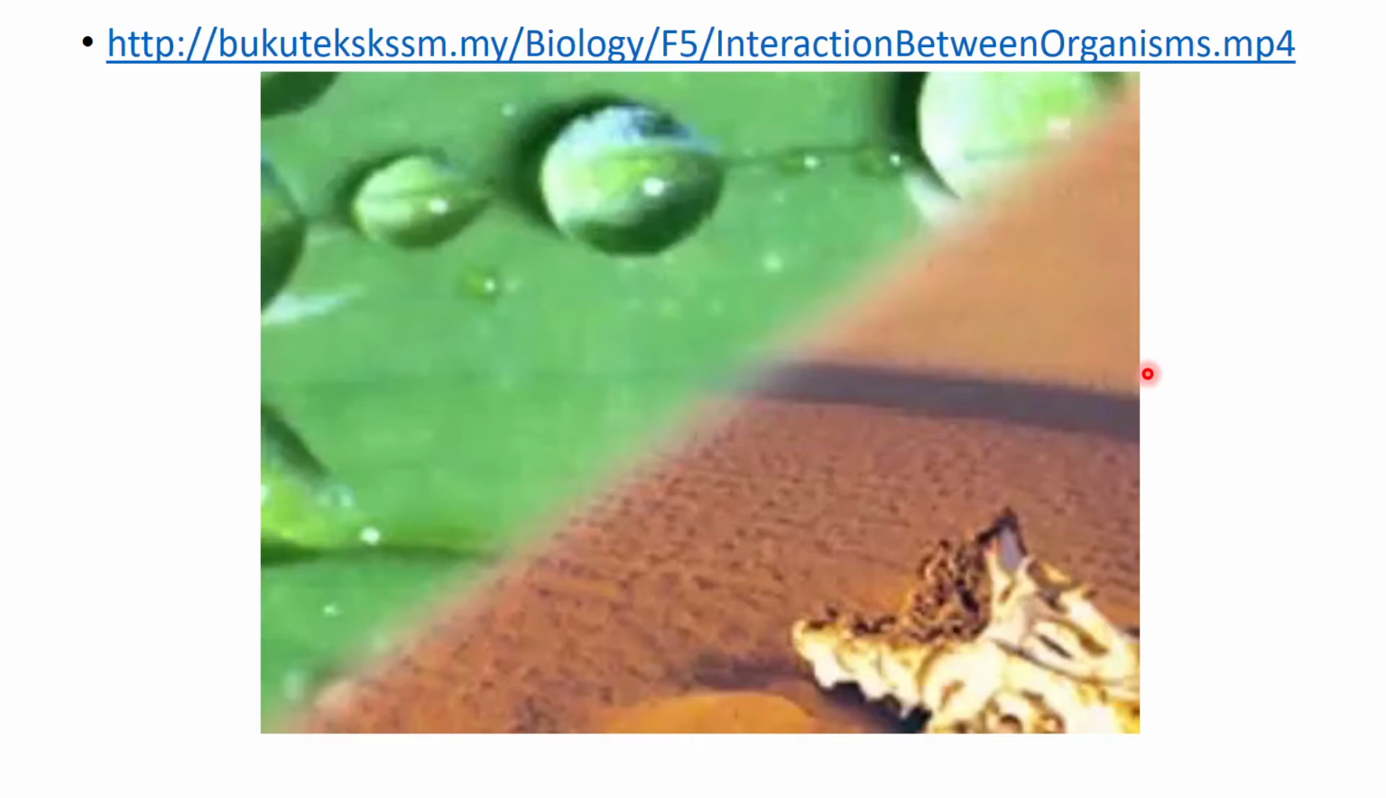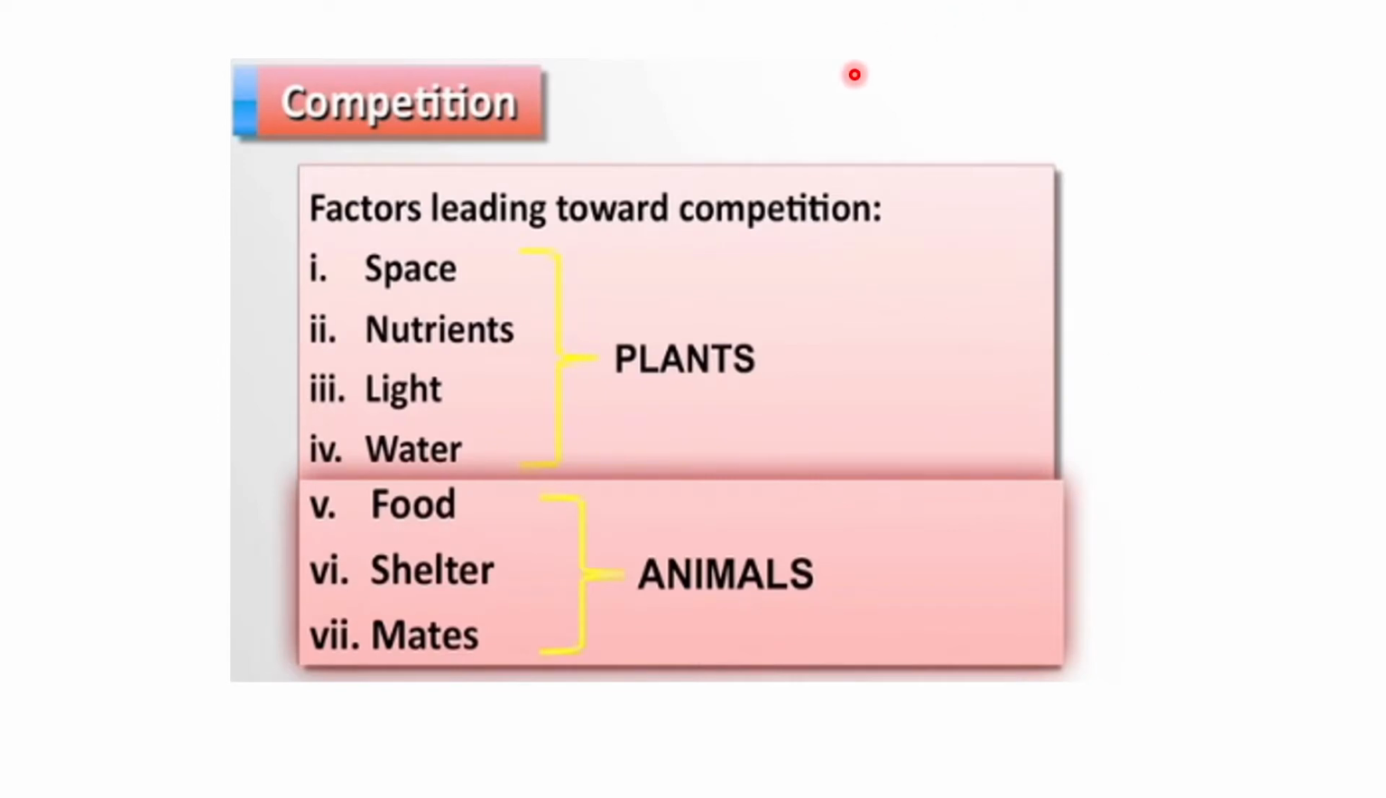Okay, let's look at factors leading to competition. For example, they are competing for space, for nutrients, for light, and also water. These are the basic needs of the plants, for example, and also for animals. They also compete for food. They also compete for shelter and also mates.